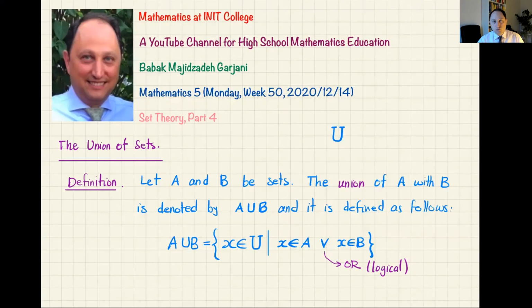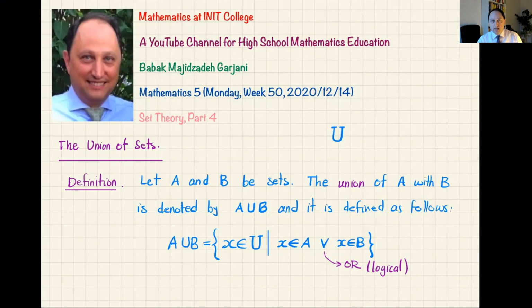Logical or is always inclusive or. Inclusive means that it might happen that this is true and that is false, and that is okay. It might happen that this is false and that is true, but again, that is okay. It might happen that both of them are true, that's also okay. So when I say or, I don't mean either this one or that one, but not both.